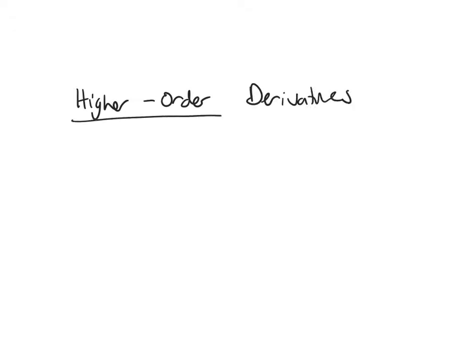So now let's talk about higher order derivatives. So we're going to think about this in the context of a real world situation. So for example, you have some kind of object moving, and then you have a function to describe its position. I'll call it S of t. This is the position function.